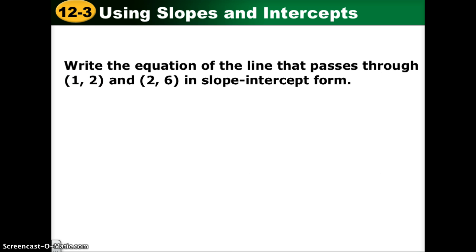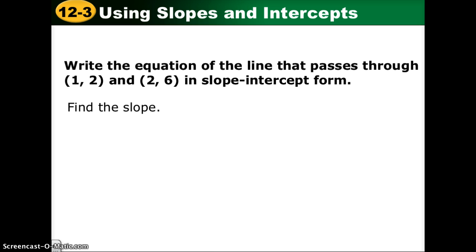Today we're going to be writing equations in slope-intercept form, but given 2 points. So these will be phrased, write the equation of the line that passes through (1, 2) and (2, 6) in slope-intercept form. So what you're trying to visualize is that you have a graph and you have these two ordered pairs on the graph with a line connecting them. We're trying to find the equation for that specific line. So when we write slope-intercept form, we need the slope and we need the y-intercept. So our first step is to find the slope.